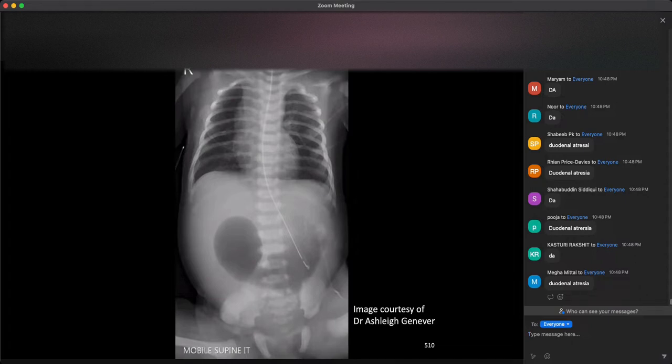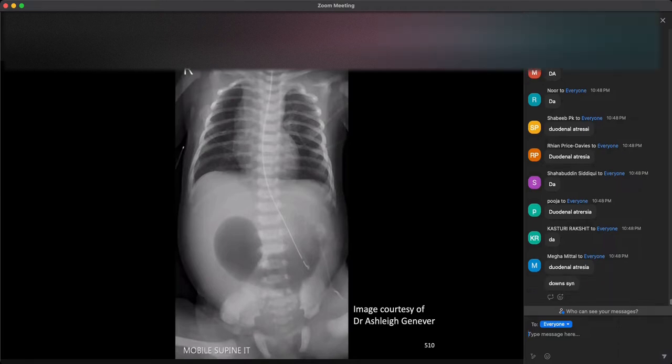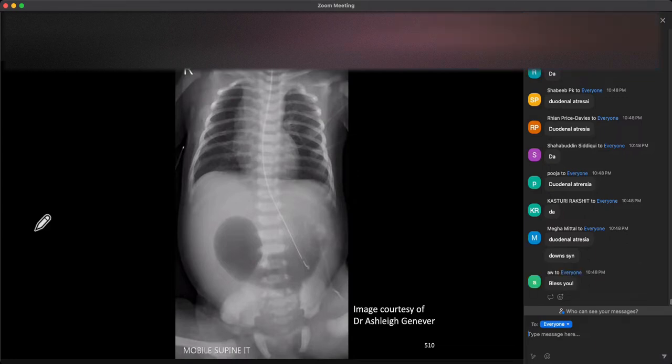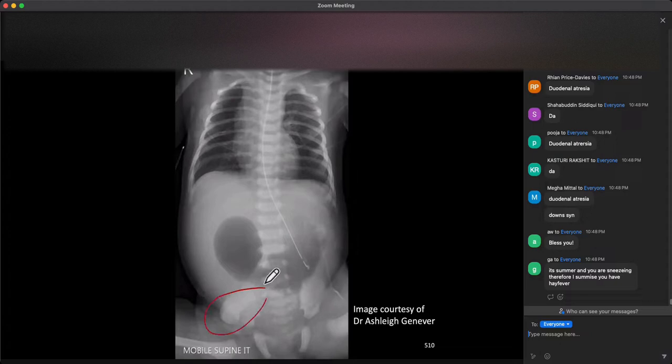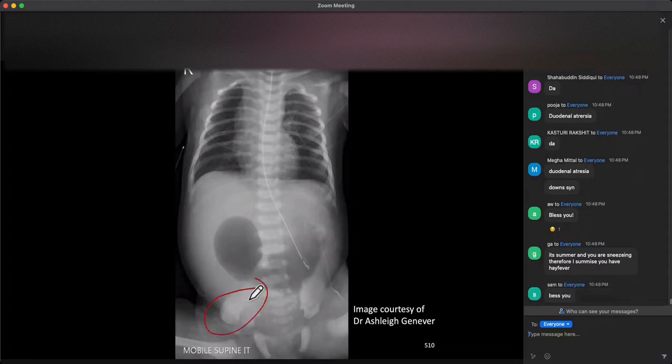Down syndrome patients can get double bubble, duodenal atresia, infants of diabetic mothers. And if anyone asks you what this is, that is the umbilical stump. Okay. And this NG tube, that's the ECG leads.